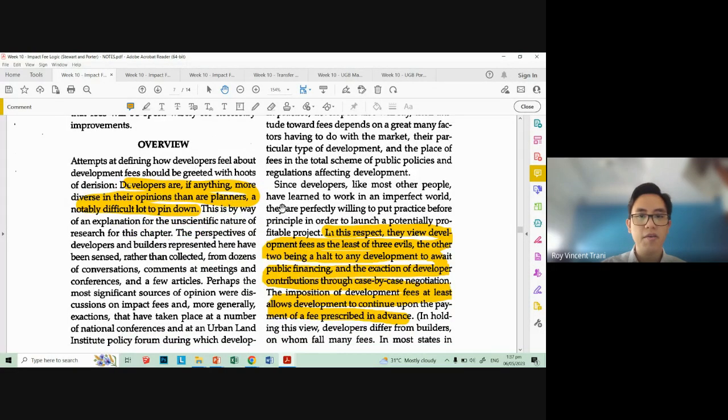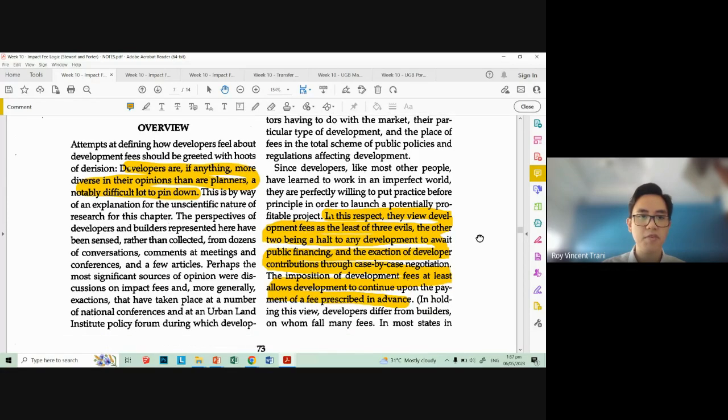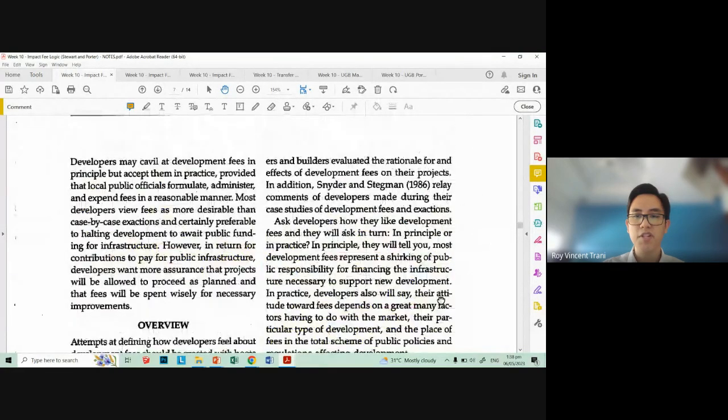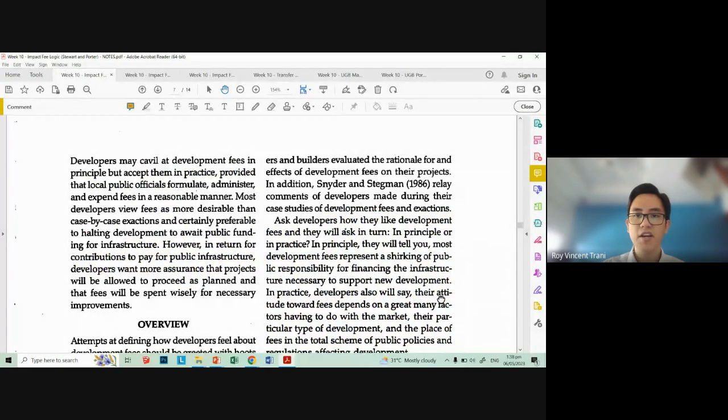This is, by the way, by way of explanation for the unscientific nature of research for this chapter. So the perspectives of developers and builders represented here have been sensed rather than collected from dozens of conversations, comments at meetings and conferences, and a few articles. Perhaps the most significant source of opinion were discussions of impact fees and more generally exactions that have taken place at a number of national conferences at an Urban Land Institute policy forum, during which developers and builders evaluated the rationale for and effects of development fees on their projects.